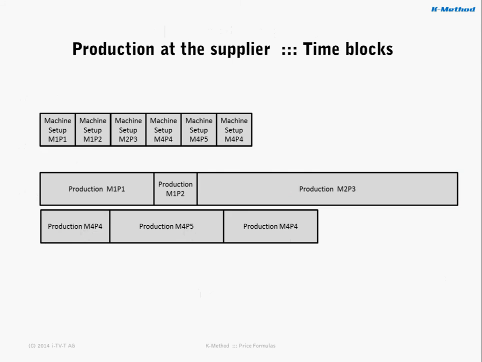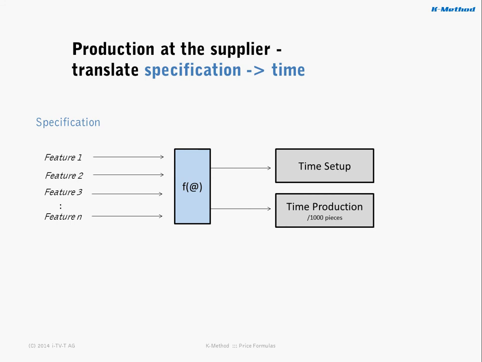When we change the view and just look at the production blocks which we arrange like this, we could also look at the call-off volume of the client from a time point of view, where the length of a block represents time. Just to refresh, the client has different specifications which may lead to different setup times for a machine and different production times once the machine is prepared for production.